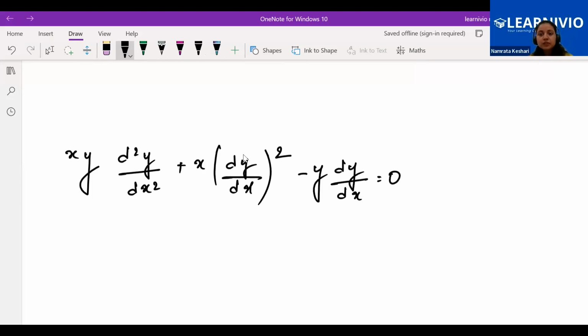Order is, what is the order? What is the degree? Now tell me, order is 2, and degree is not defined. Is it so? Degree is not defined. Why?